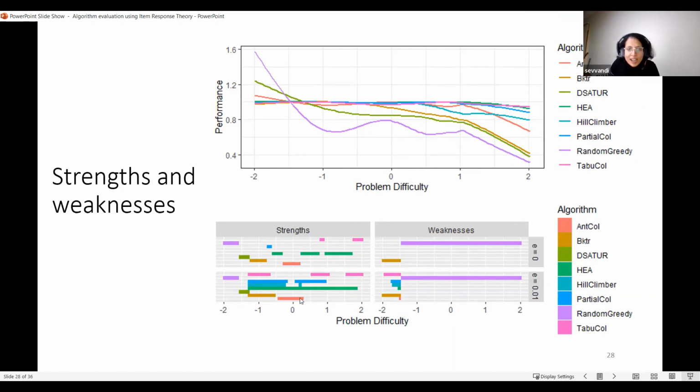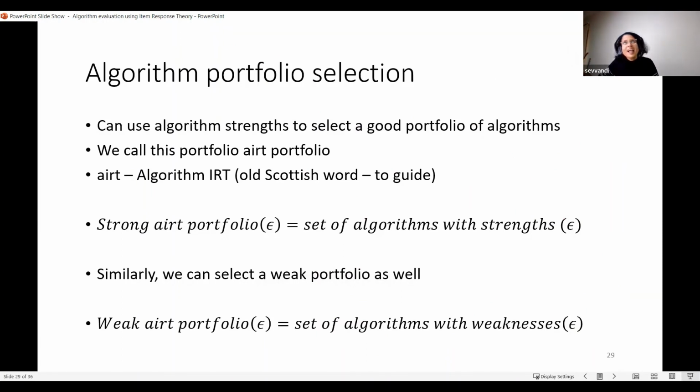And this red curve, ant colony, is doing well in the middle, around 0, where ant colony is on top, and there is no algorithm that performs well in that space apart from ant colony and HEA. So that also has kind of a unique pocket there. So we can visualize the strengths and the weaknesses by fitting these splines. And then it goes to the next obvious step.